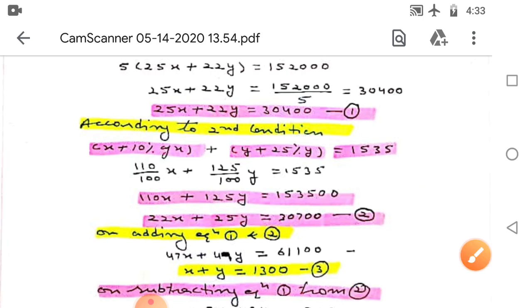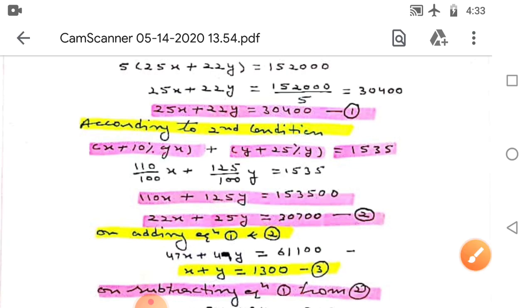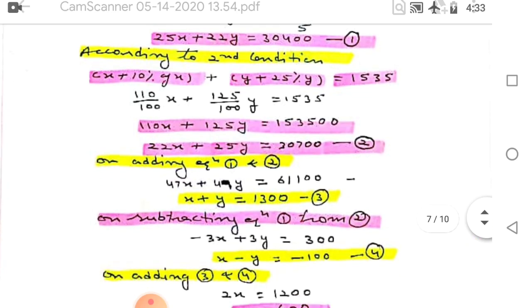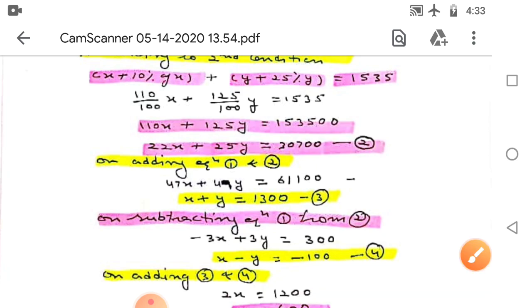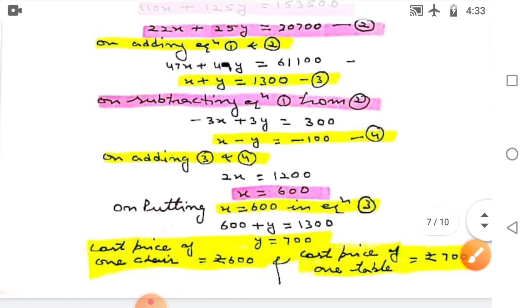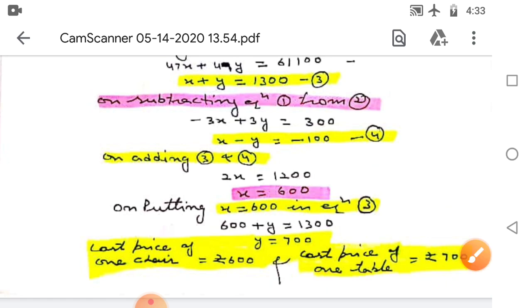After adding 1 and 2, we get the result x plus y is equal to 1300. And on subtracting, here we are subtracting equation 1 from equation 2, so we get x minus y is equal to minus 100. So solve these two equations, that is equation number 3 and equation number 4. Here we get the value of x as 600 and the value of y as 700. So the cost of one chair is 600 rupees and the cost of one table is 700 rupees. Clear?